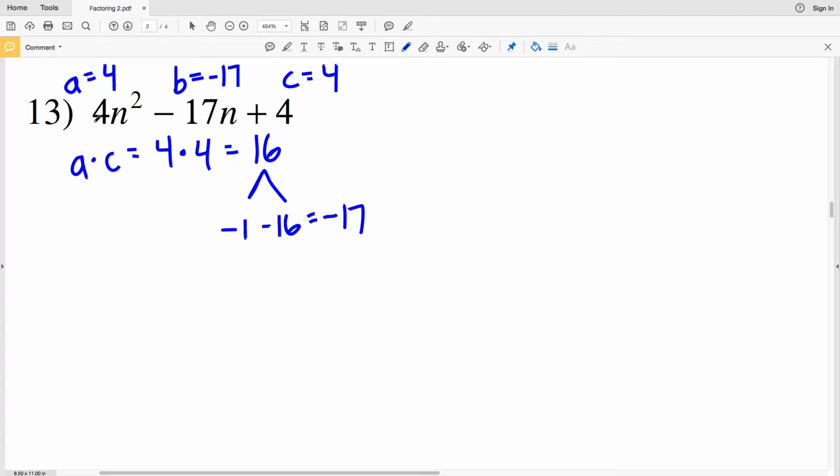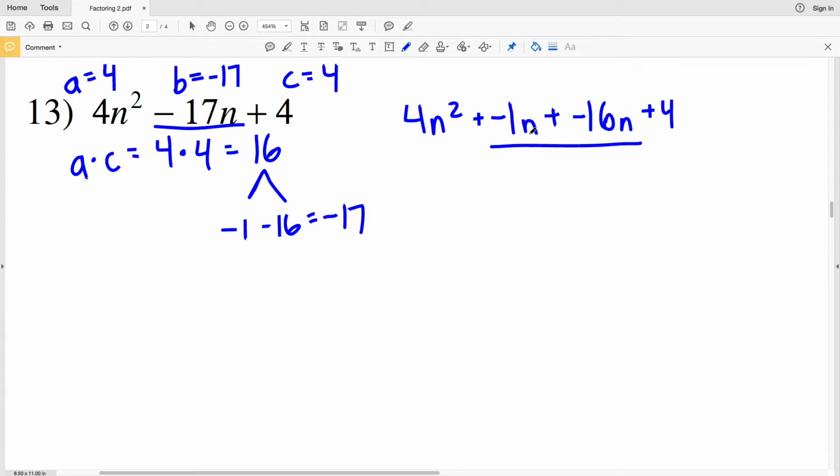So now I'm going to rewrite our original polynomial as 4n squared plus negative 1n plus negative 16n plus 4. So the value has not changed at all. I just split up that negative 17 into negative 1n plus negative 16n. Now I'm going to group the first two terms together and the last two terms together and pull out a greatest common factor in each.